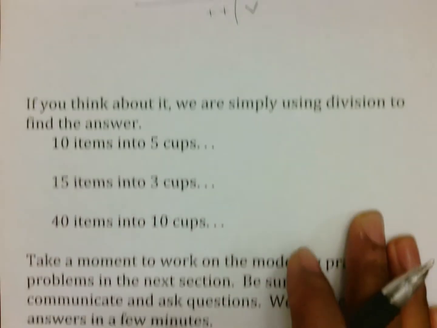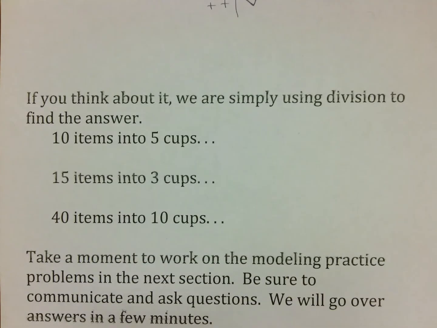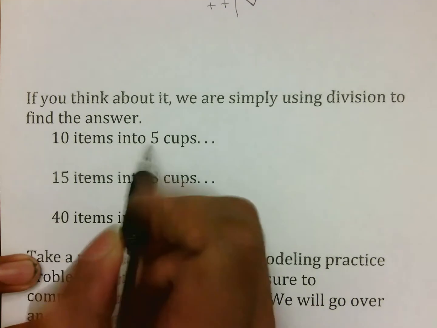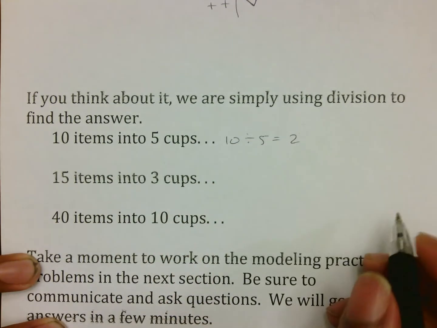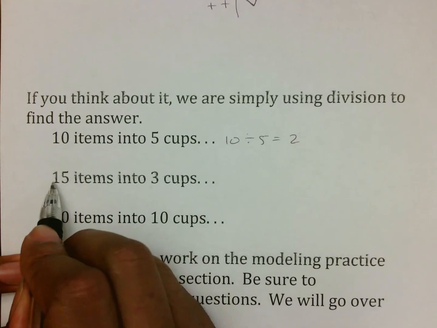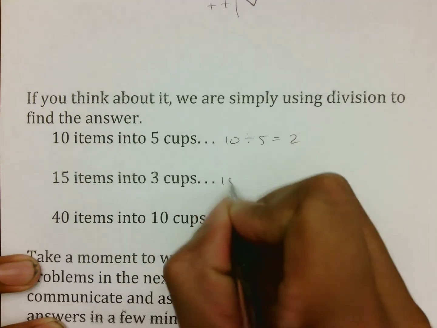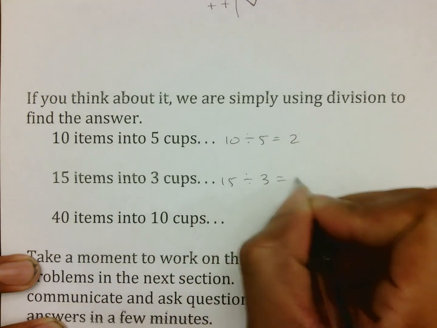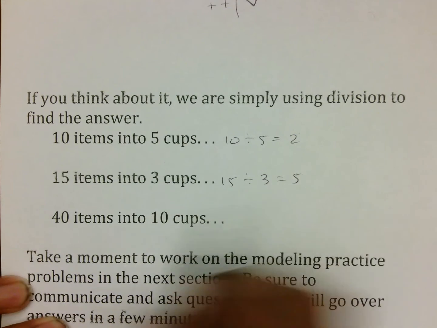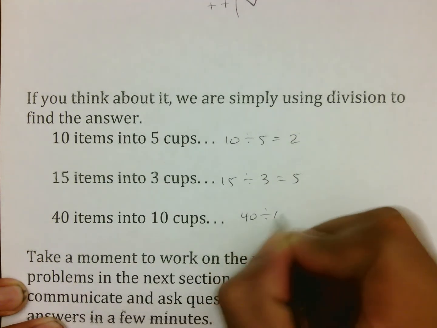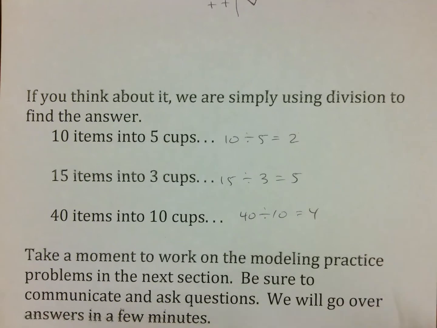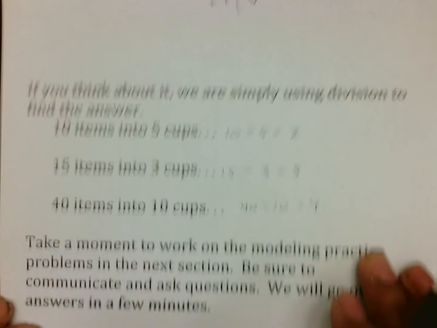Alright? So if you think about it, we're simply using division to find the answer. For example, if you're talking about 10 items into 5 cups, you just do 10 divided by 5, which is 2 per cup. If you're talking about 15 items going into 3 cups, you just do 15 divided by 3, which is 5. If you're talking about 40 items going into 10 cups, you do 40 divided by 10, which is 4. So that is how we actually found our answer, by using logic, common sense, and thinking about it.